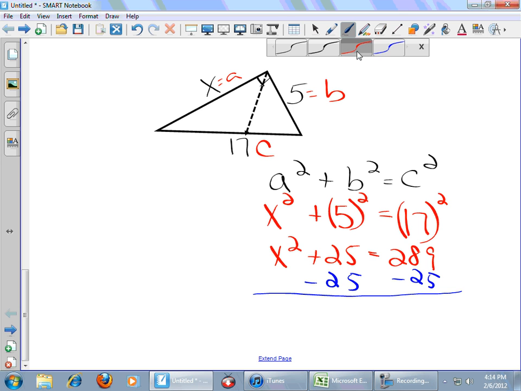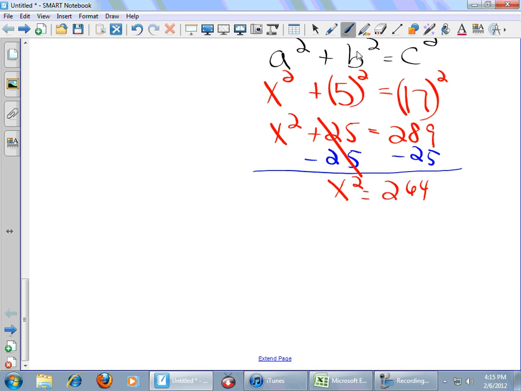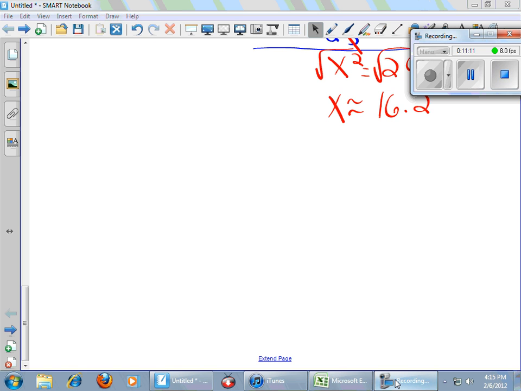So I will end up with, on the left-hand side, x squared, and that'll equal 264. And, well, I'm thinking that's a perfect square. I'm thinking that is 16. But let me check it. Let me take the square root. 264. Oh, no, it's not a perfect square. My mistake. I take the square root of each side. X will be approximately 16.2. And my answer was close to 16, but I was off a little bit. All right, 16.2.